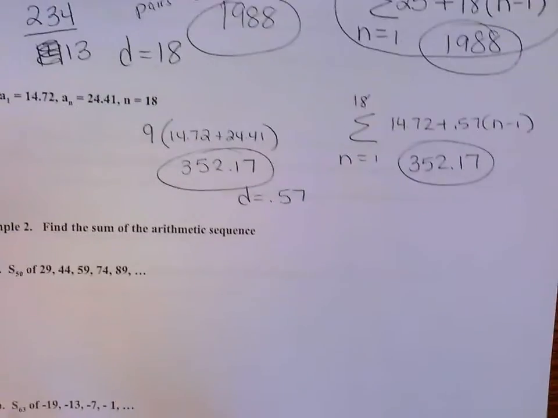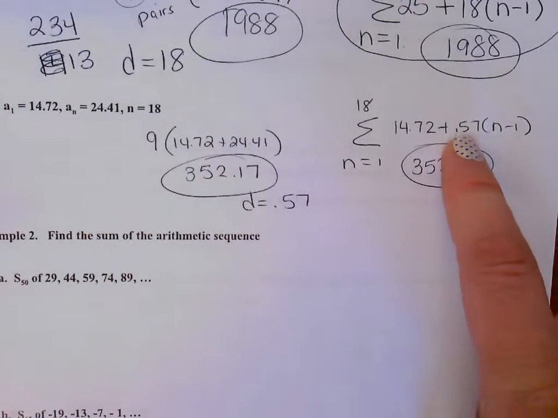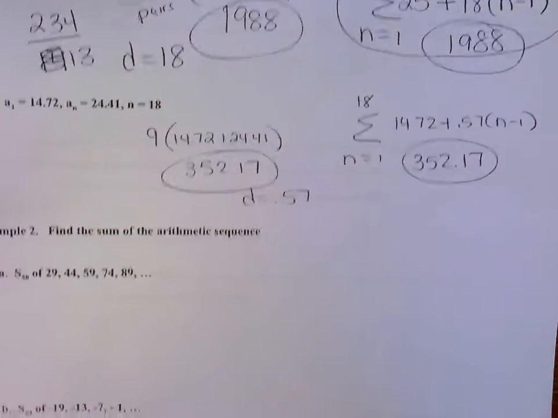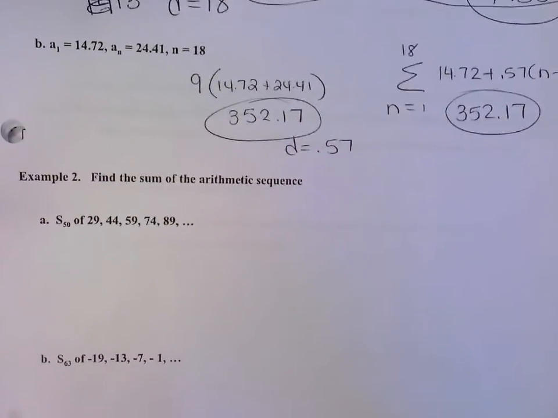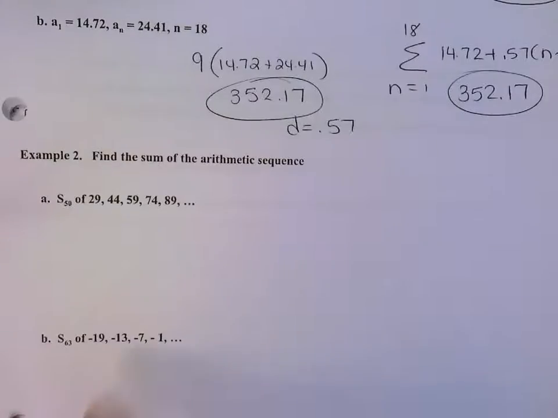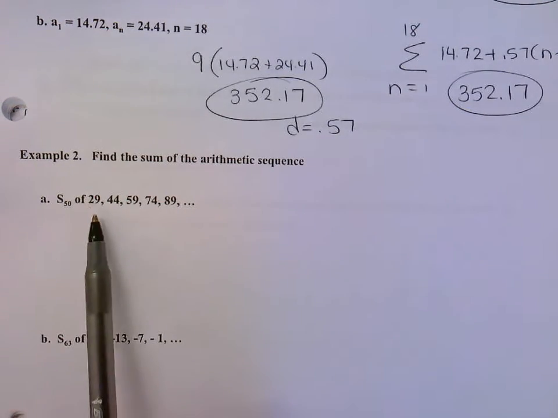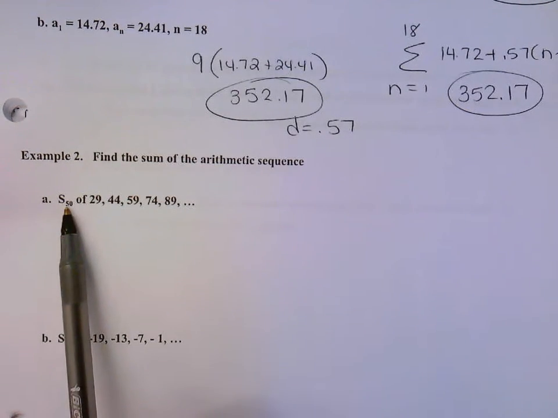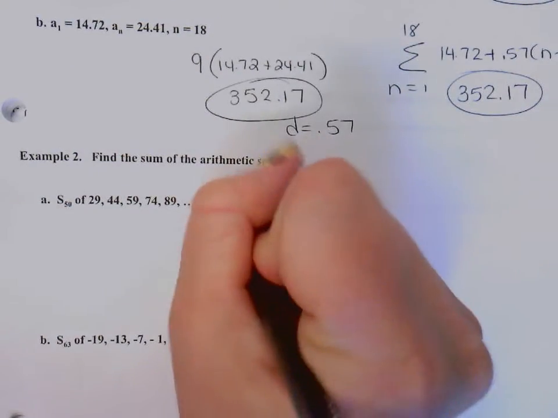Did you get for number 2 the common difference was 0.57? Okay, so let's take a look at the strategy that you would need for example 2, and then you can try 2b. All right, so I know the number of terms is 50, right? So I'm good with pairs. I know my pairs would be 25.